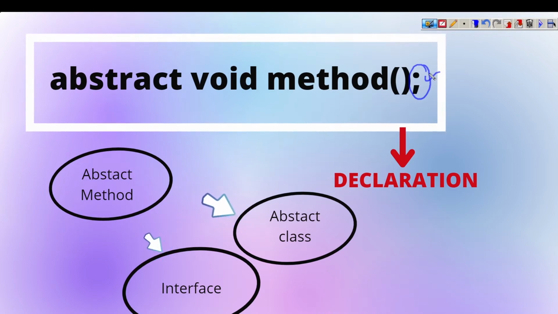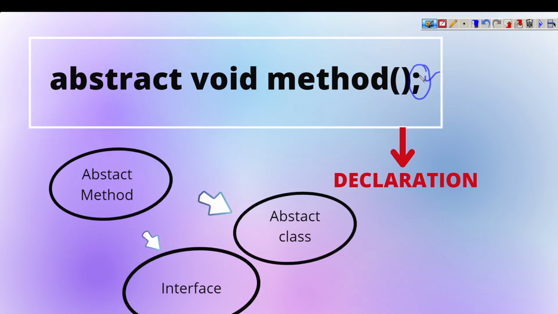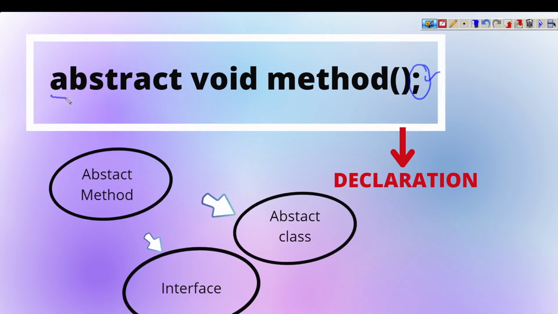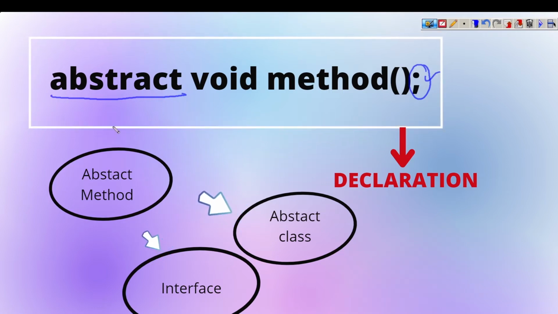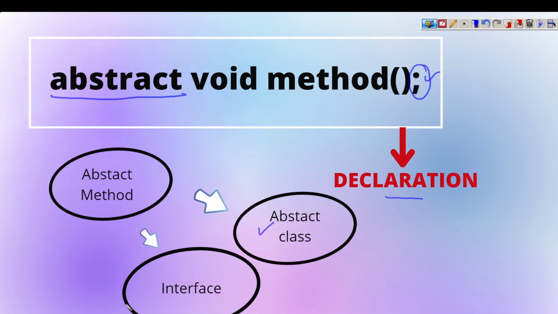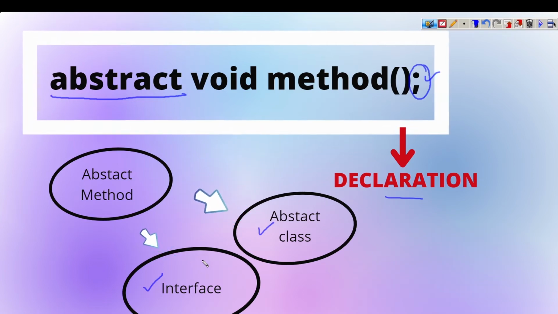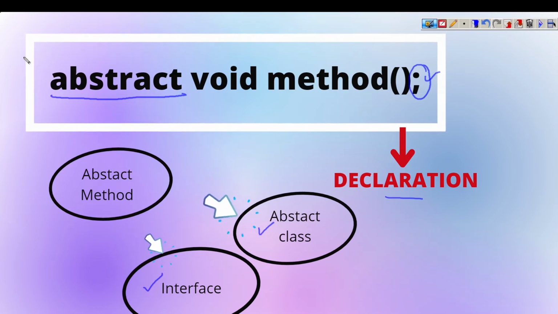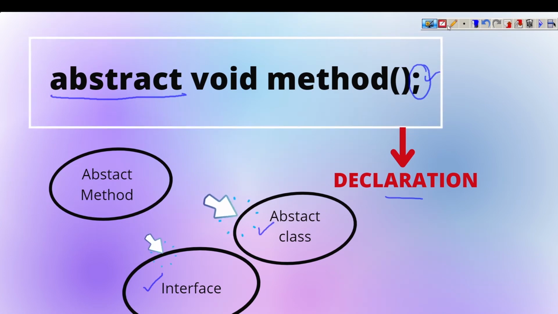The second point was that an abstract method must be declared by using a keyword called abstract. Another point: an abstract method cannot have a body. Yes, we have seen it because it has only the declaration part. An abstract method will be present in an abstract class or in interfaces. About abstract classes and interfaces, we are going to see in our further videos. For now, we just need to understand that an abstract method has only the declaration part and no body.